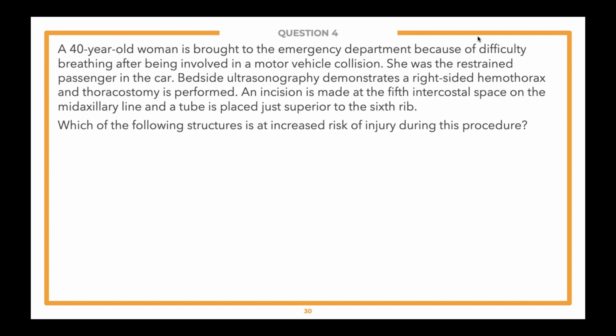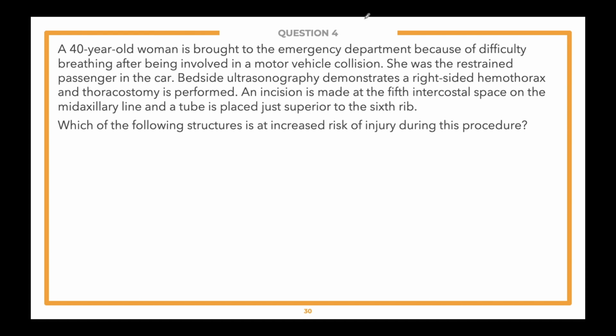All right, I see some responses coming in. Let's take a look at that vignette. A 40-year-old woman is brought to the emergency department because of difficulty breathing after being involved in a motor vehicle collision. She was the restrained passenger in the car. Bedside ultrasonography demonstrates a right-sided hemothorax and thoracostomy is performed. An incision is made at the 5th intercostal space on the mid-axillary line and a tube is placed just superior to the 6th rib. Which of the following structures is at increased risk of injury during this procedure?